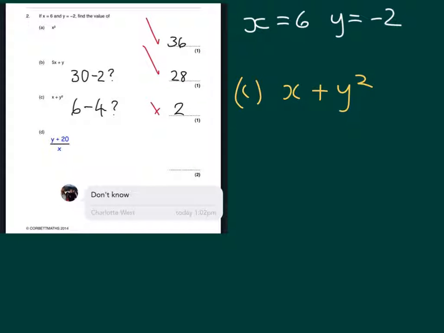Hi Charlotte, you've clearly got the idea of this. Did you watch the video that I left there for each of these bits of work? Because hopefully that will lead you through anything you need to revise.